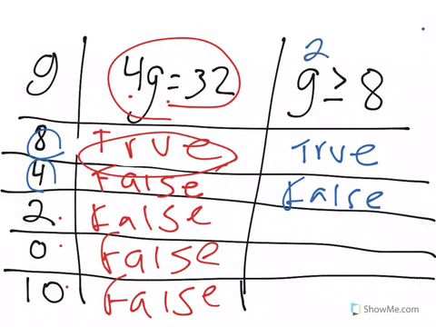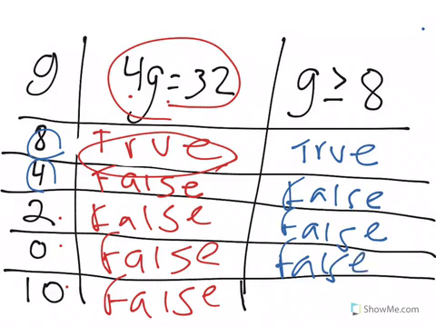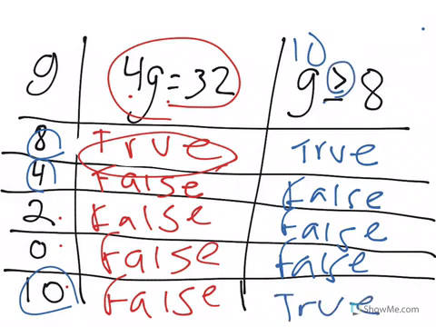2 is greater than or equal to 8. 2 is not greater than 8, 2 is not equal to 8. That is false. 0 is greater than or equal to 8. 0 is not greater than 8, 0 is not equal to 8. That is false. 10 is greater than or equal to 8. 10 is not equal to 8, but it is greater than 8. So in that case, it's true.